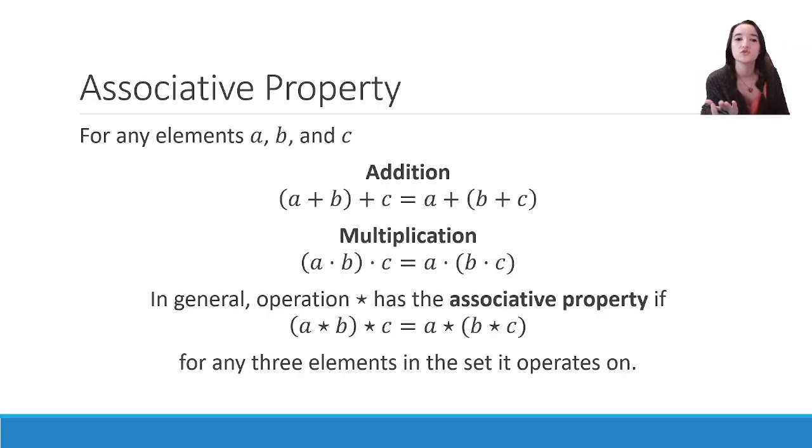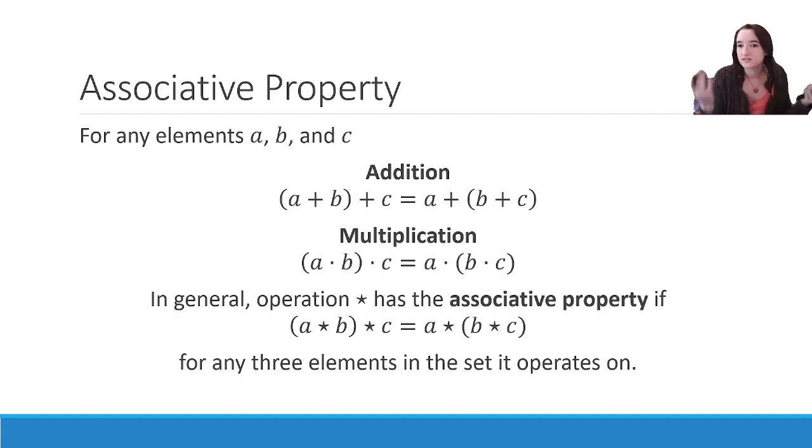Next, we have the associative property. So for any elements A, B, and C within our set, if (A + B) + C equals A + (B + C), or (A times B) times C equals A times (B times C), then we have associativity.